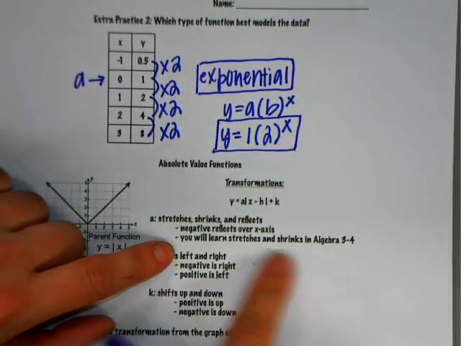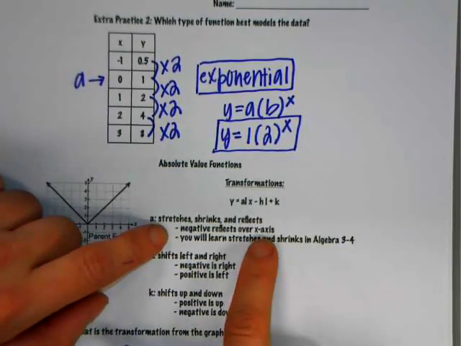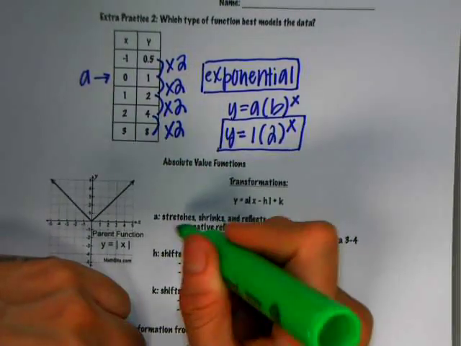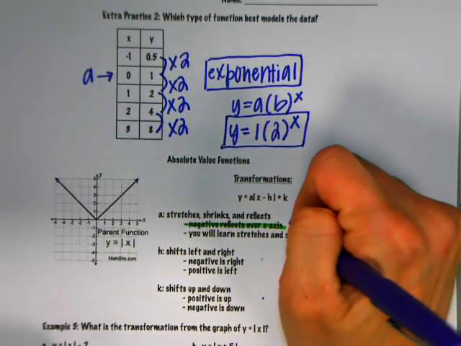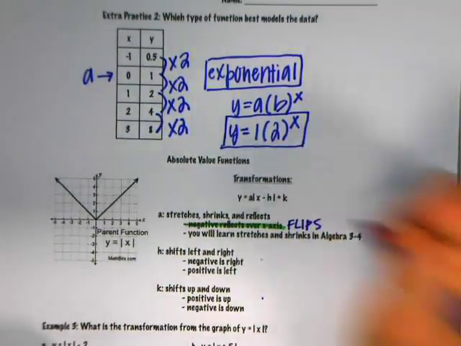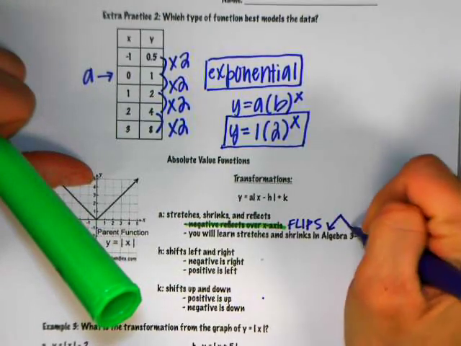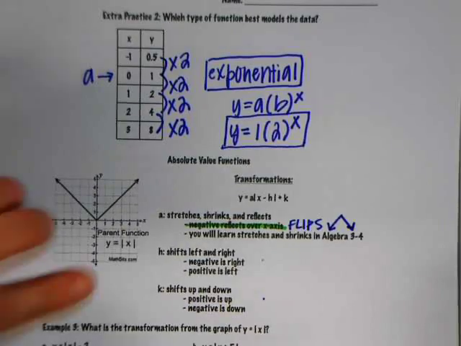We are not going to be doing any stretches and shrinks in this class. You will do that in Algebra 3, 4. So the only thing that we are going to focus on is that if it's negative, it reflects over the x-axis, meaning it flips upside down, to look like this. If it's negative. Okay? So that's A.